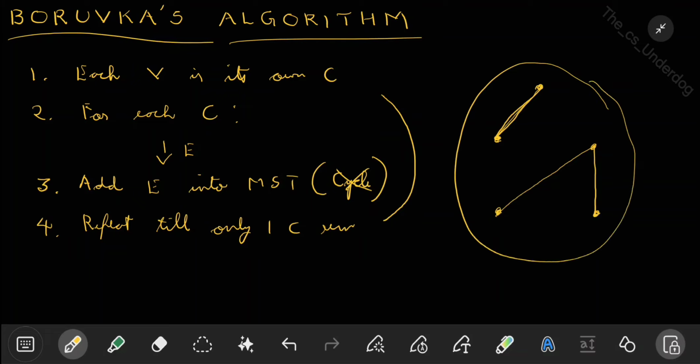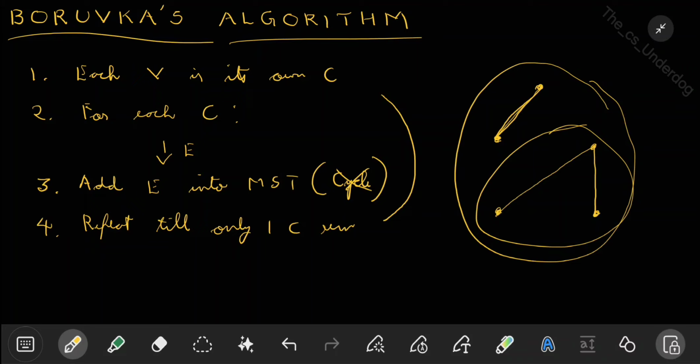At this point, it is still not a spanning tree, because you still have two different components on this graph. So again, you have to continue the same process with the remaining components. For each of the components, you will try to find out which is the smallest edge that is going out.